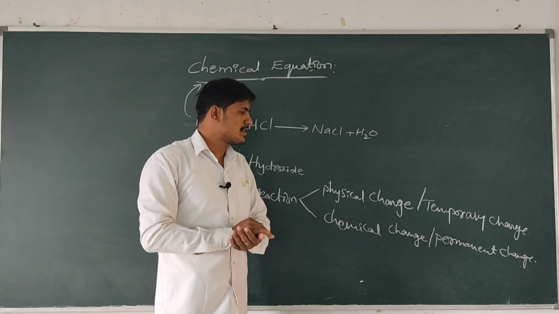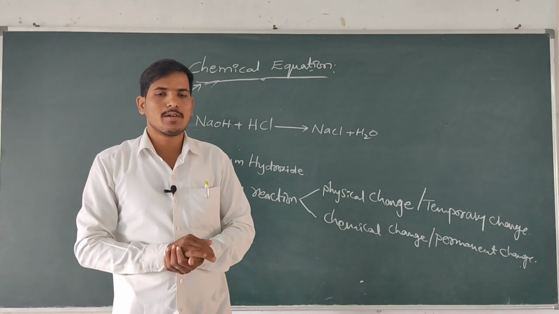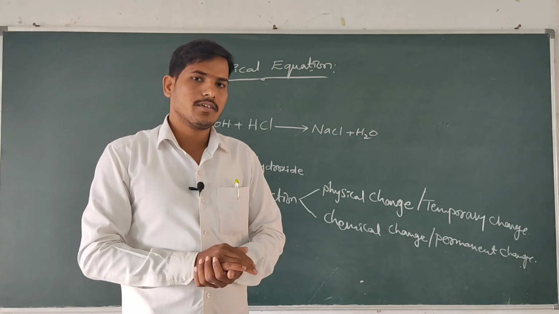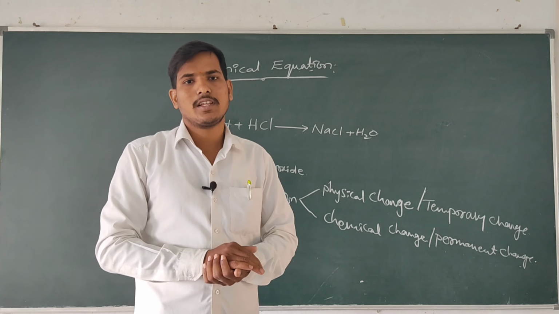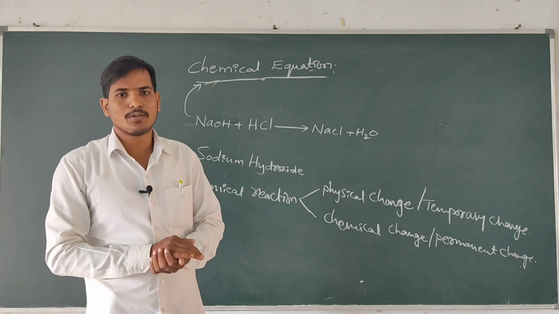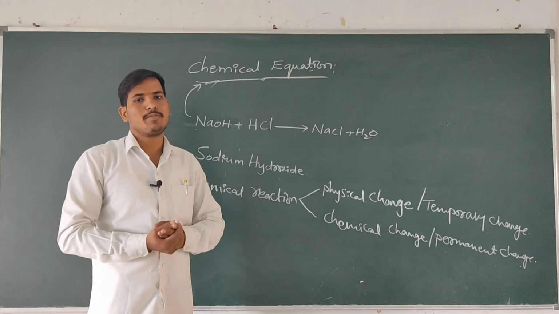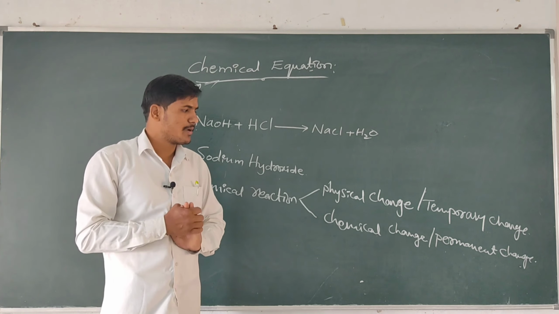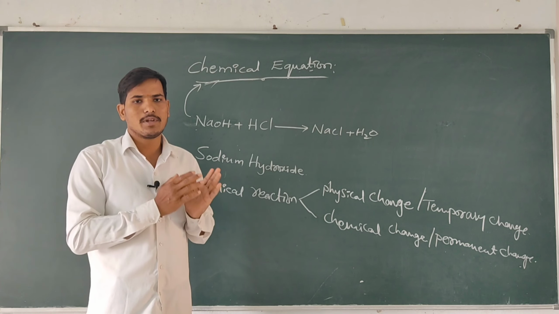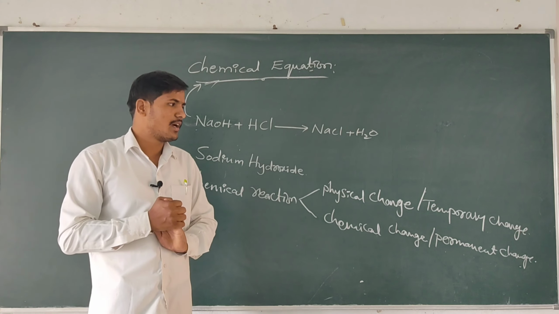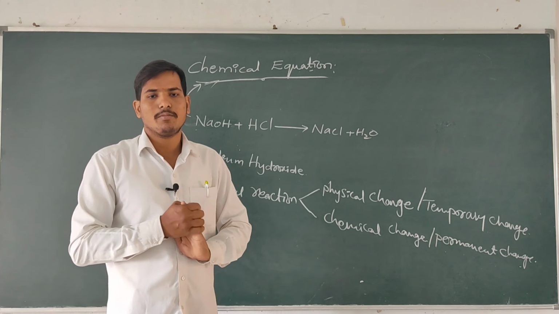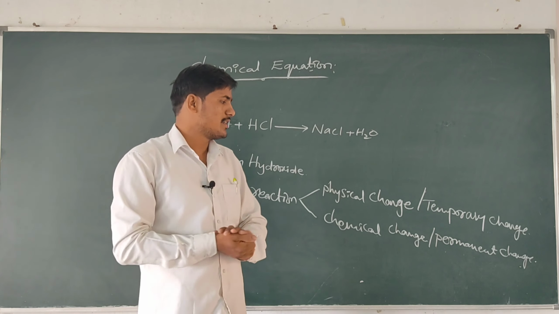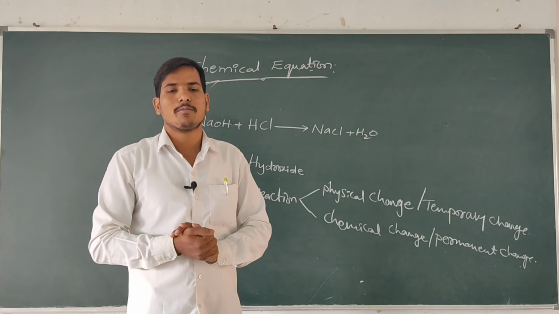Next, chemical change or permanent change. Here, for example, take milk. Milk is converted into curd. This is a chemical process. When milk is converted into curd, we don't get milk back from the curd. This is a chemical change or permanent change. Once milk converts into curd, we are unable to get milk from that curd. Yes or no? So this is a chemical change process, also called a permanent change.